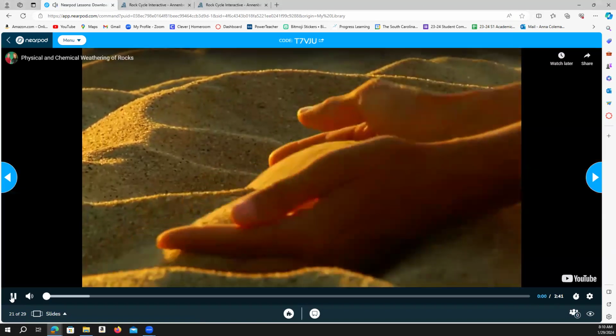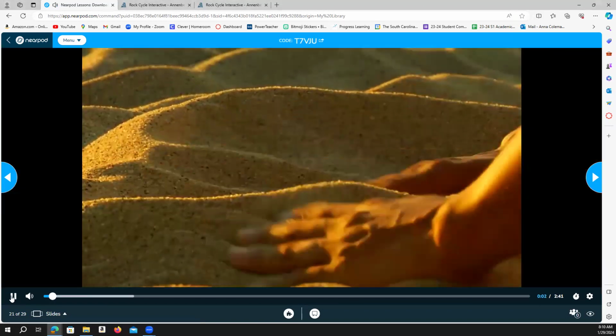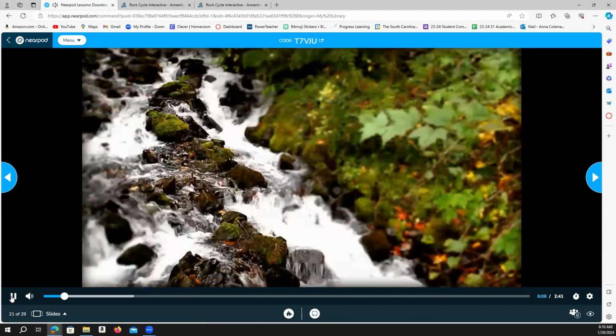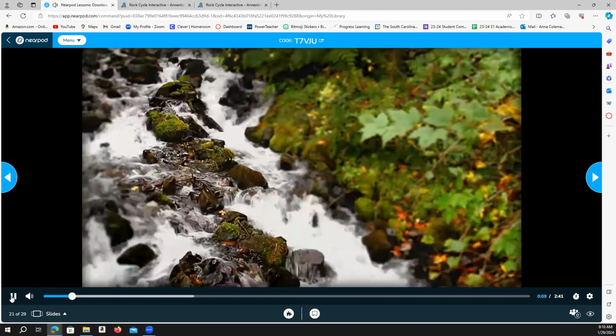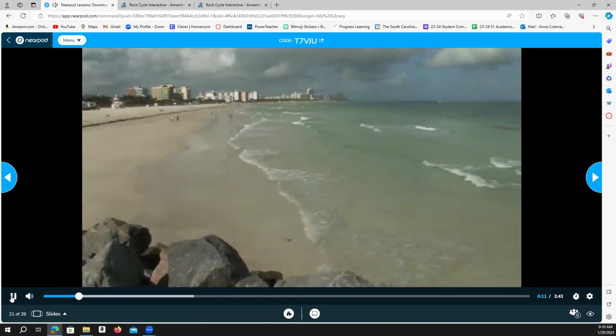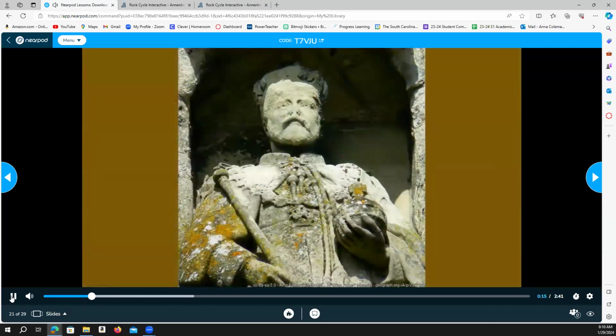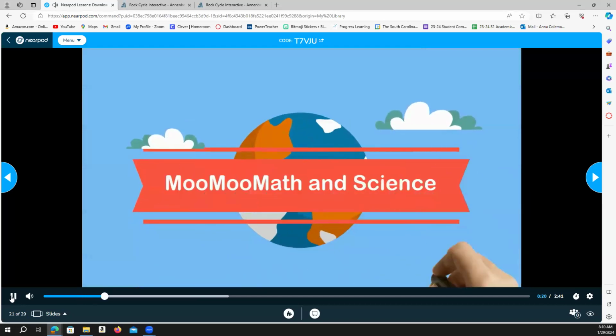The sandy beach is an example of weathering. Parts of this sand at one time was quartz that was broken apart, traveled down rivers and streams, and ended up as small as a grain of sugar. You can see changes created by chemical weathering on this 100-year-old statue. Welcome to Moo Math and Science and Weathering.